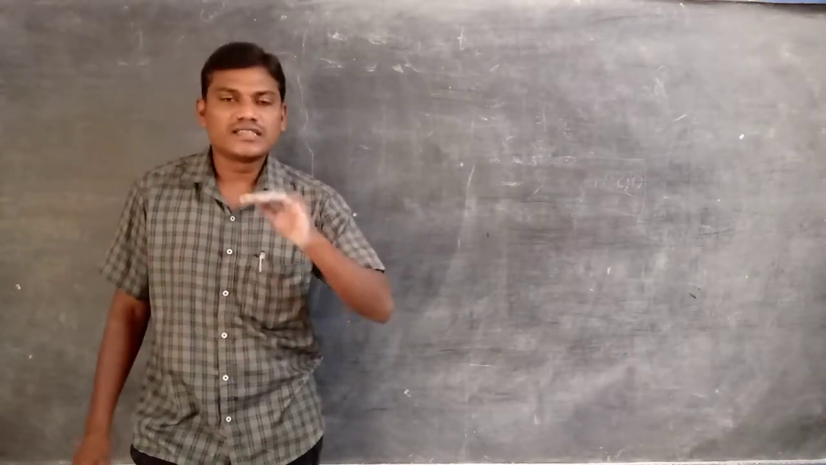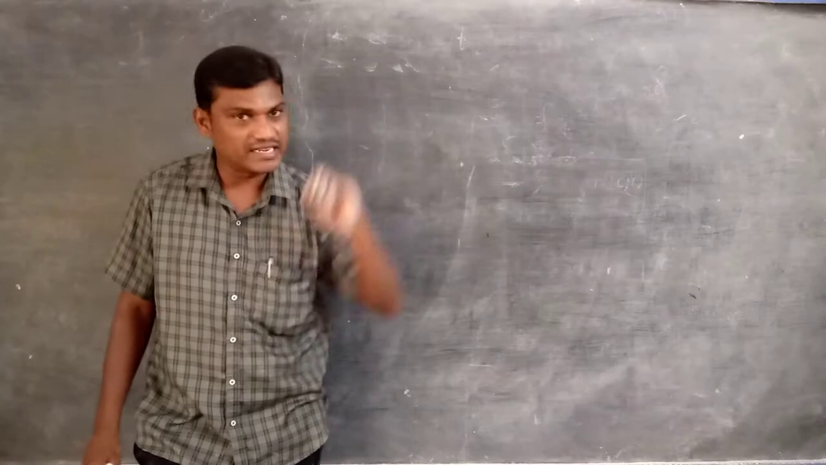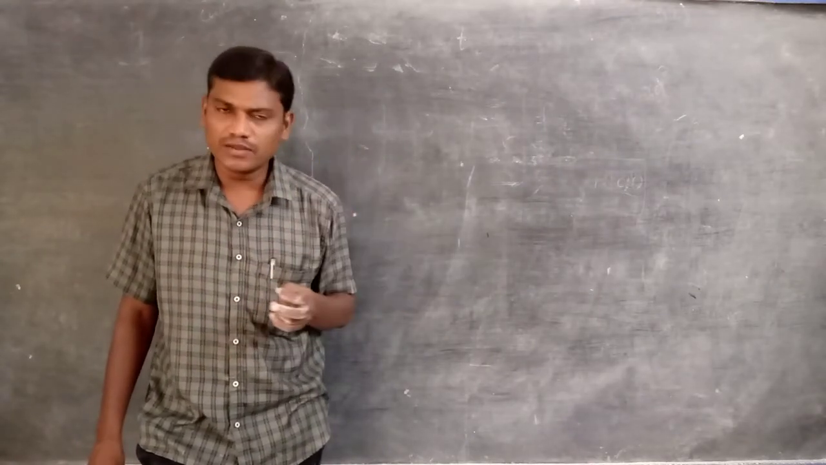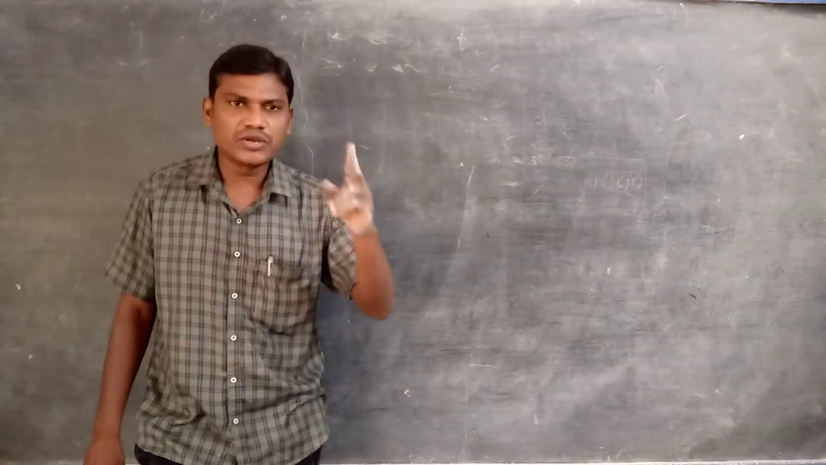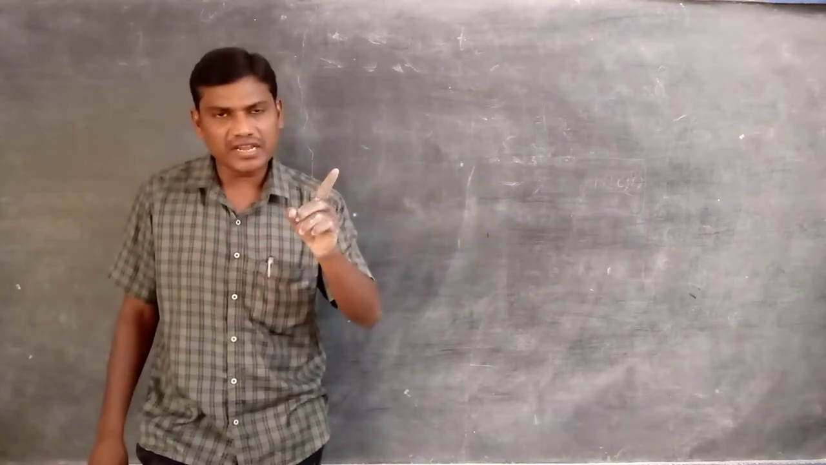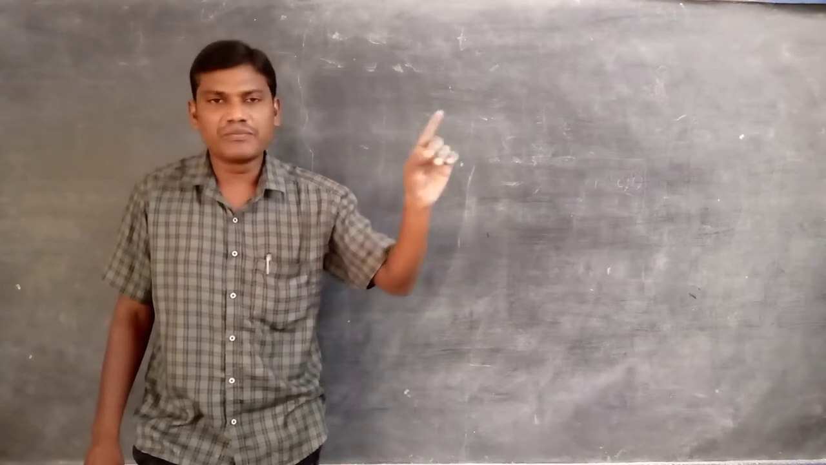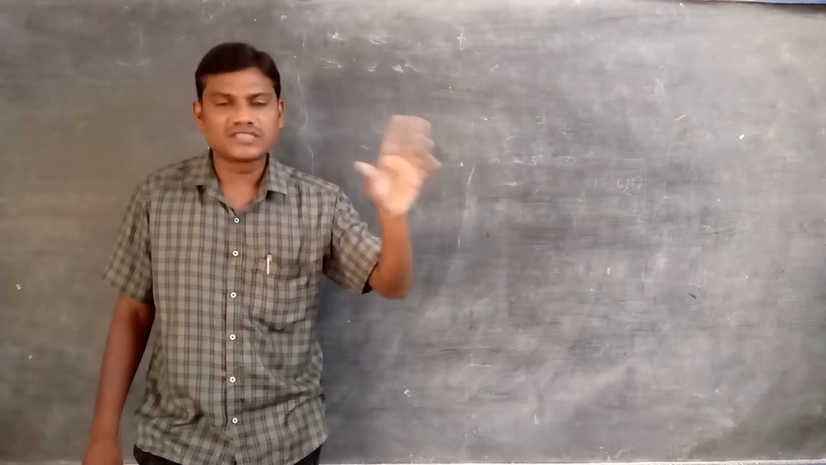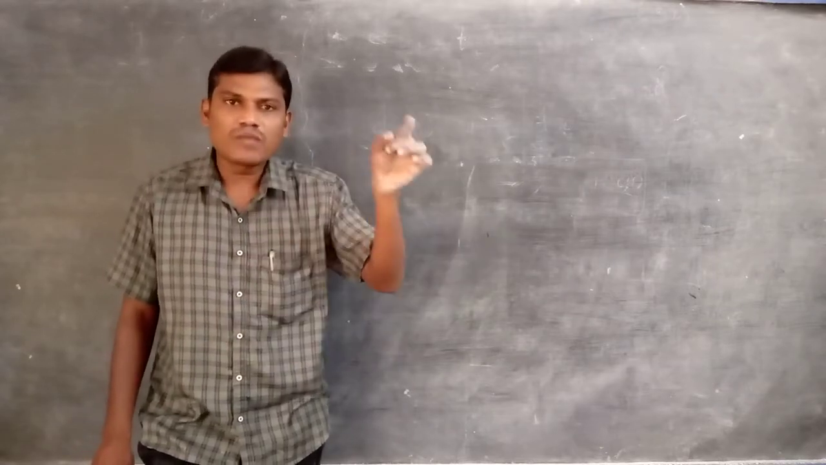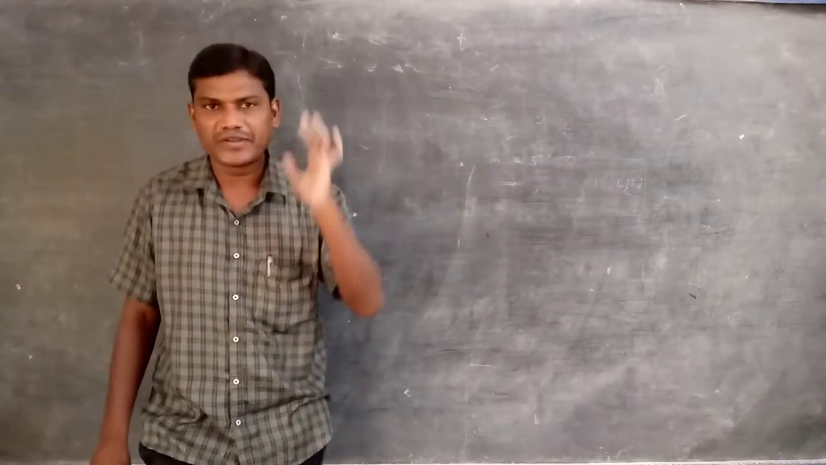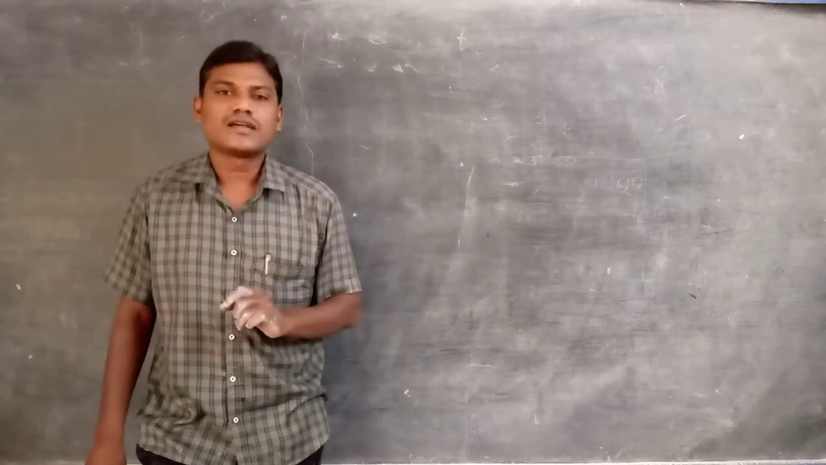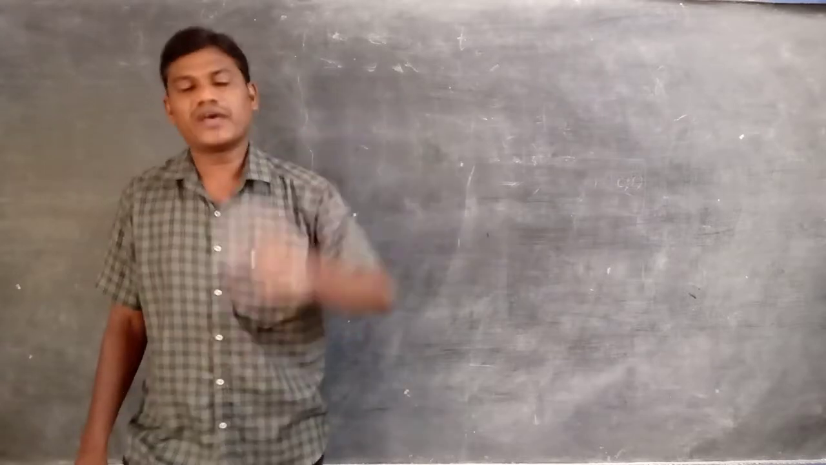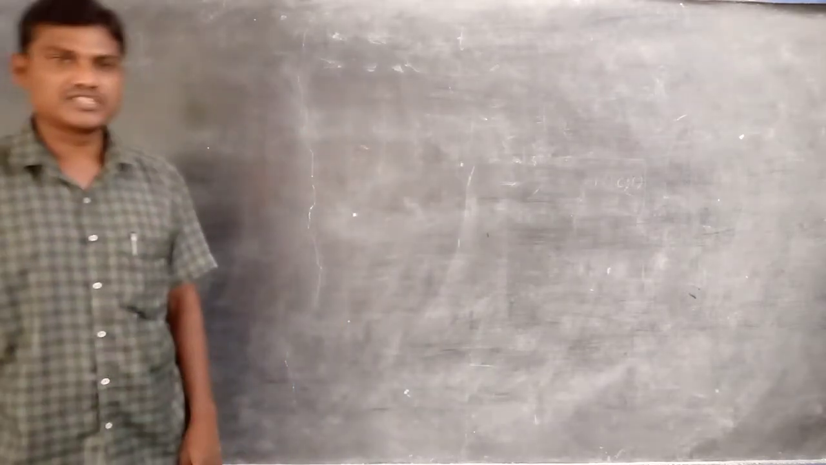What is density? The mass per unit volume is called density. Its formula is D equals mass upon volume. The SI unit is kilogram per meter cube. The CGS unit is grams per centimeter cube. 1 kilogram per meter cube is equal to 1 by 1000 gram per centimeter cube, and 1 gram per cubic centimeter is equal to 1000 kilogram per meter cube. That is the relation.